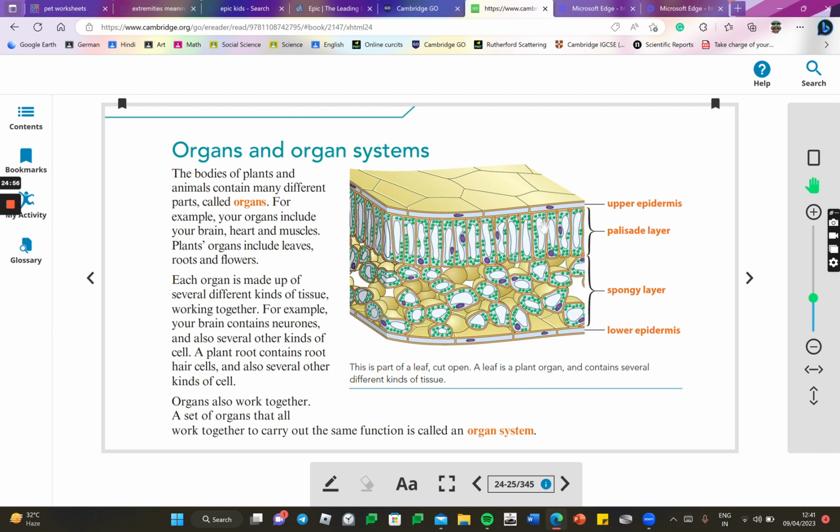So this tells us that, for example, this is the organ system for doing photosynthesis, and here are the palisade cells, and another kind of palisade cells.